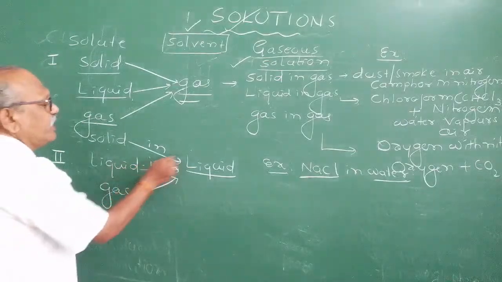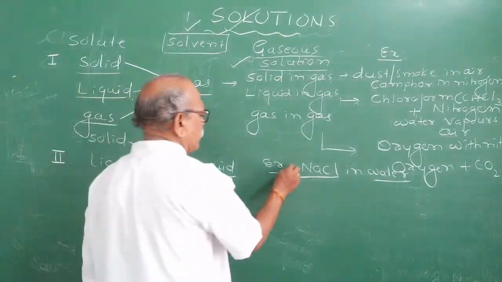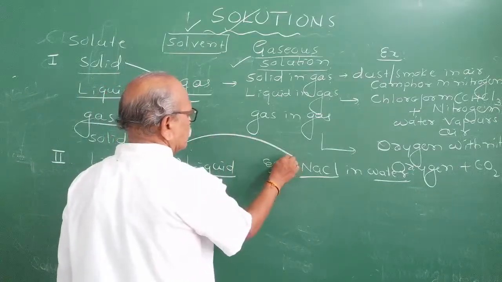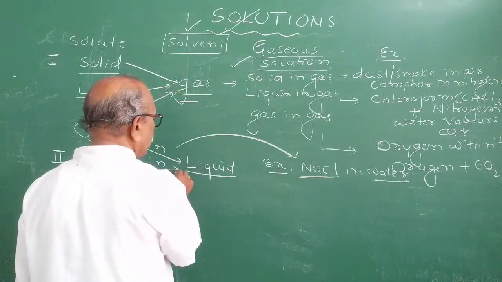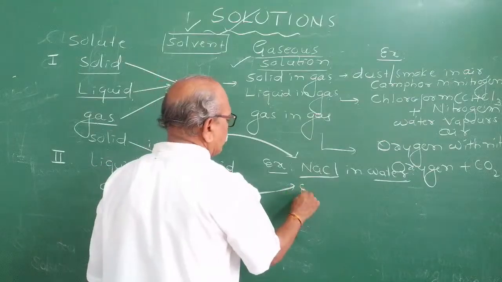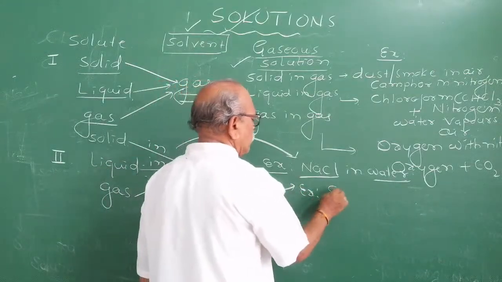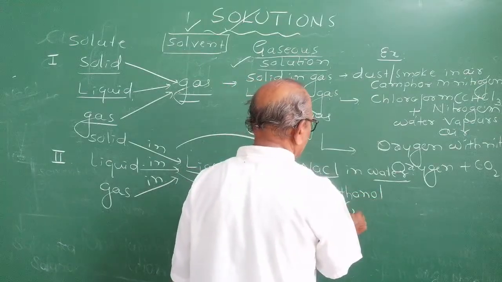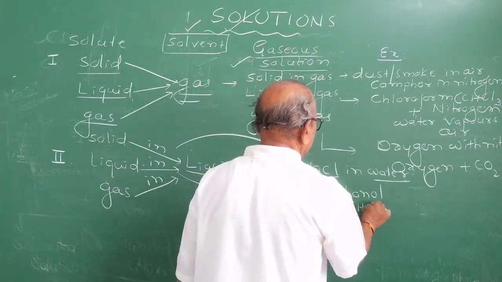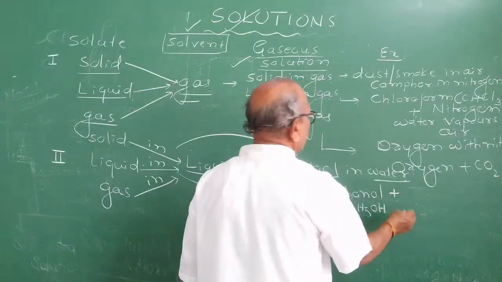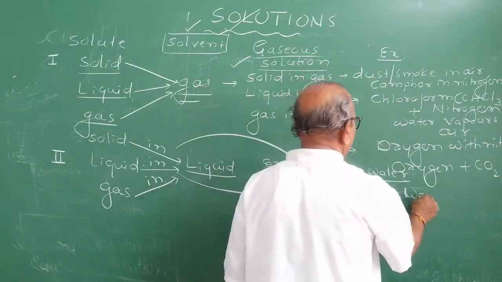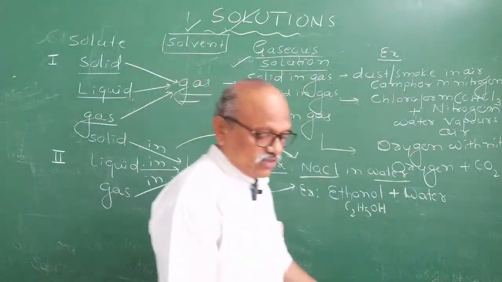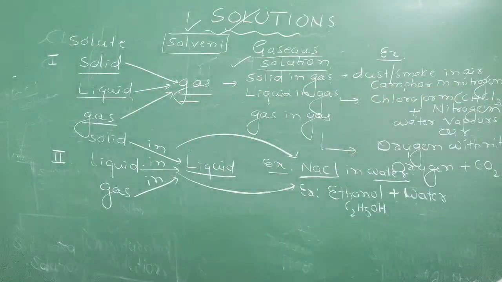Clear? Liquid in liquid. You can take an example of solid in liquid. First example, sodium chloride in water. Liquid in liquid, you can take the example of ethanol. Ethanol, alcohol, people drink, no? Ethanol, C2H5OH. Even though it is an organic compound, it is soluble in water. Ethanol in water is a solution of liquid in liquid.